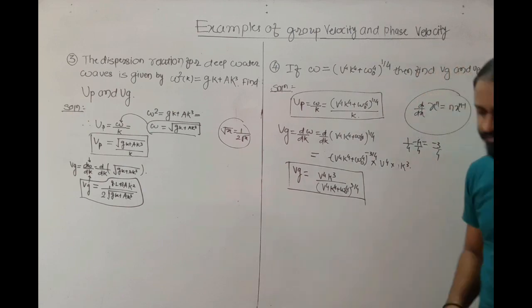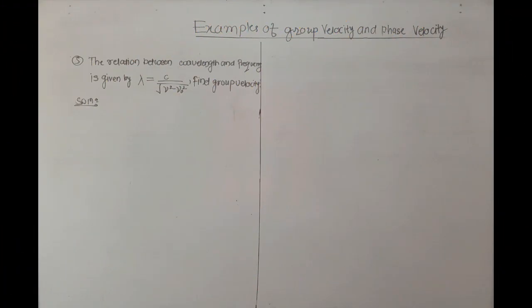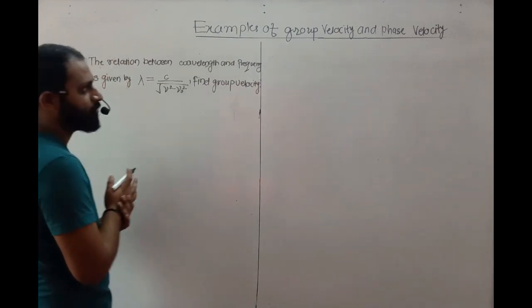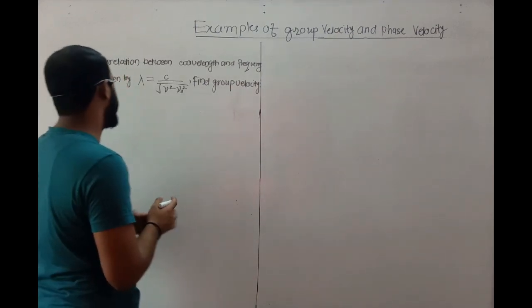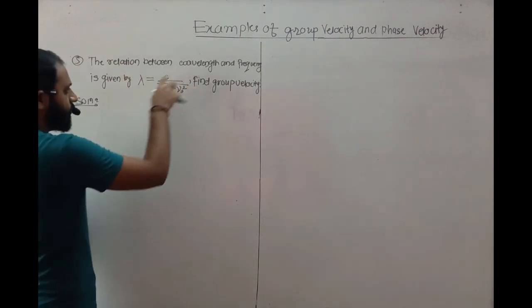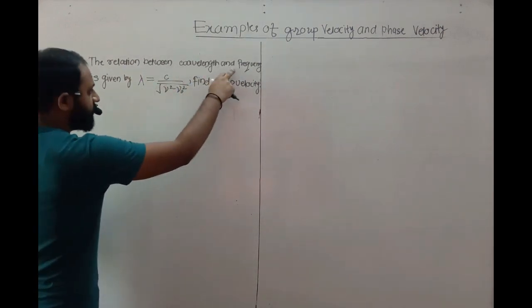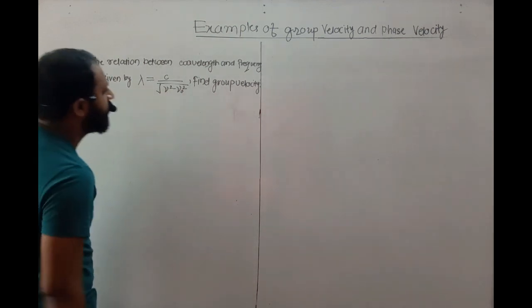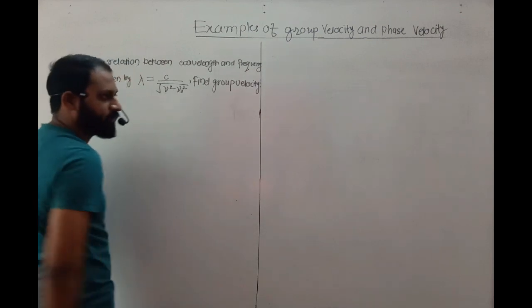Now again discuss some more examples. The last examples of group velocity and phase velocity. Now see the last example. The relation between the wavelength, that is lambda, and frequency, that is nu, is given by this formula. Then find out the group velocity.